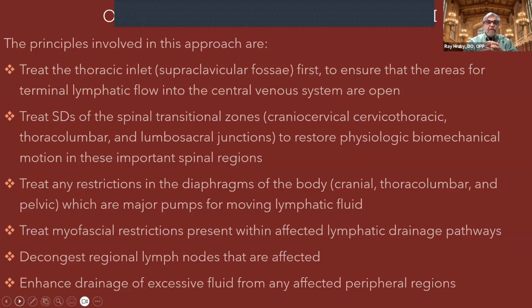efforts that helps to move fluid through that area, and so helps to keep that final area, the thoracic inlet on each side, open, as we call it, so that the final terminal flow of the lymph into the central circulation in that area is at its best. Those areas are open, so there's a place for all that fluid to move to when you move it towards that area.